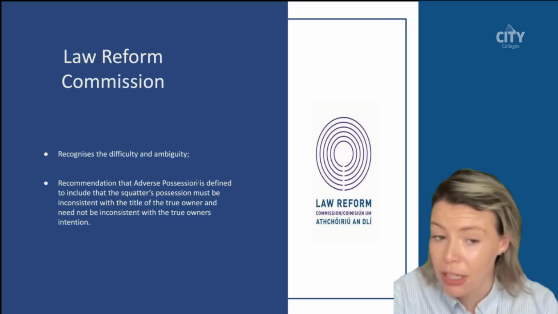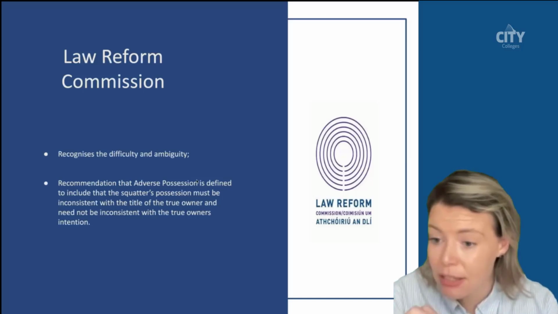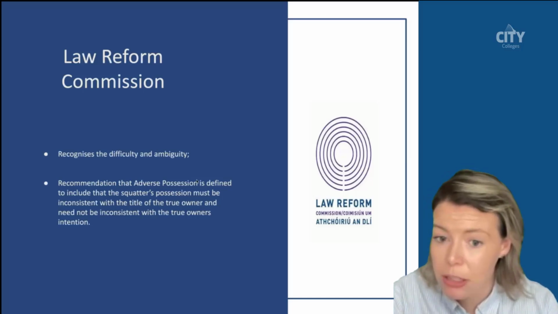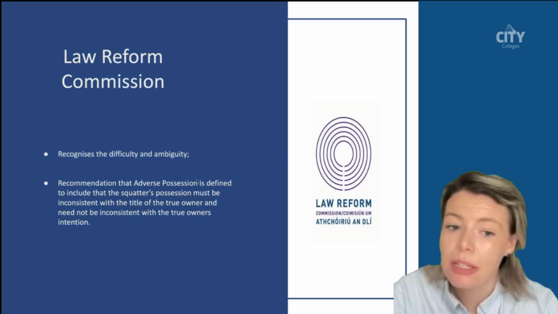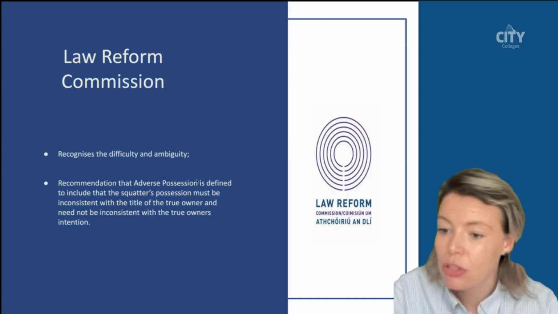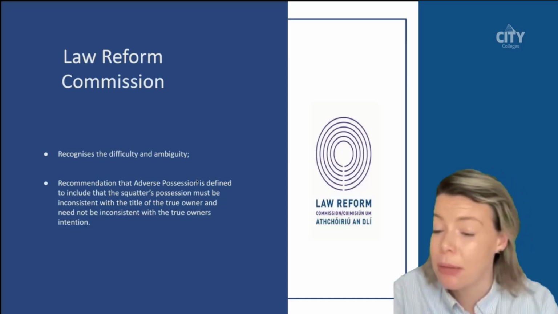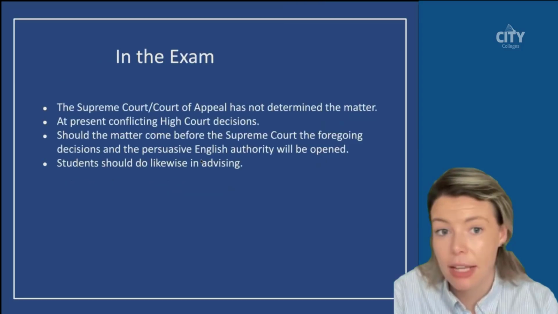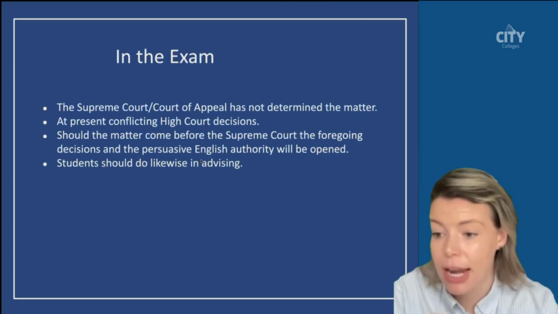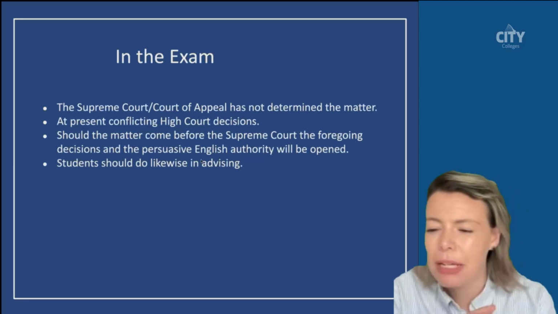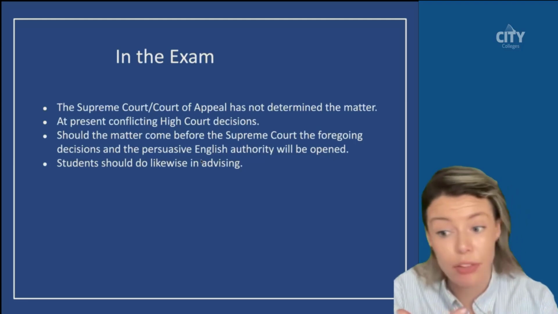So the Law Reform Commission has actually advised that an express reform be made to the law that says that a squatter's possession only must be consistent with the title of the true owner and not with their intention. So that would lead us back to a J.A. Pye and Graham decision. You would be expected in an essay question to very much set out your opinion on this. If it's a problem question, you don't necessarily need to set out your opinion, but you need to set out that there's an ambiguity, and if you're taking this case, there's an ambiguity affixed to it.